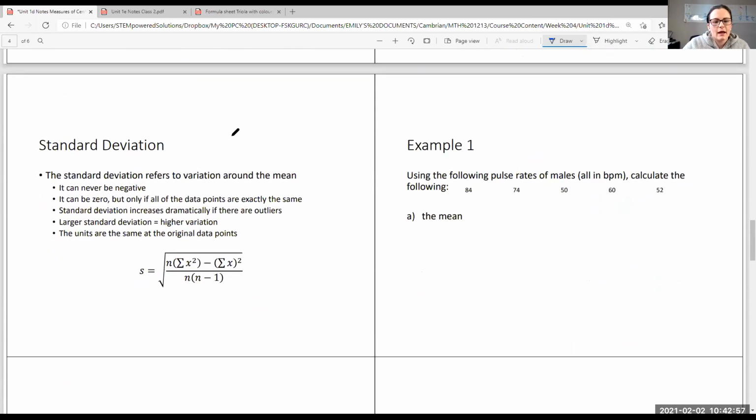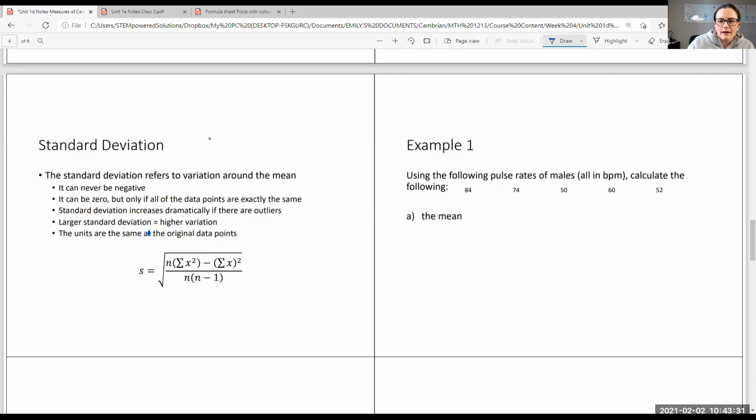So here's the equation for standard deviation. The standard deviation refers to variation around the mean. It can never be negative. It can be 0, but only if all the data points are exactly the same. Standard deviation increases dramatically if there are outliers. Larger standard deviation equals higher variation. The units are the same as the original data points.